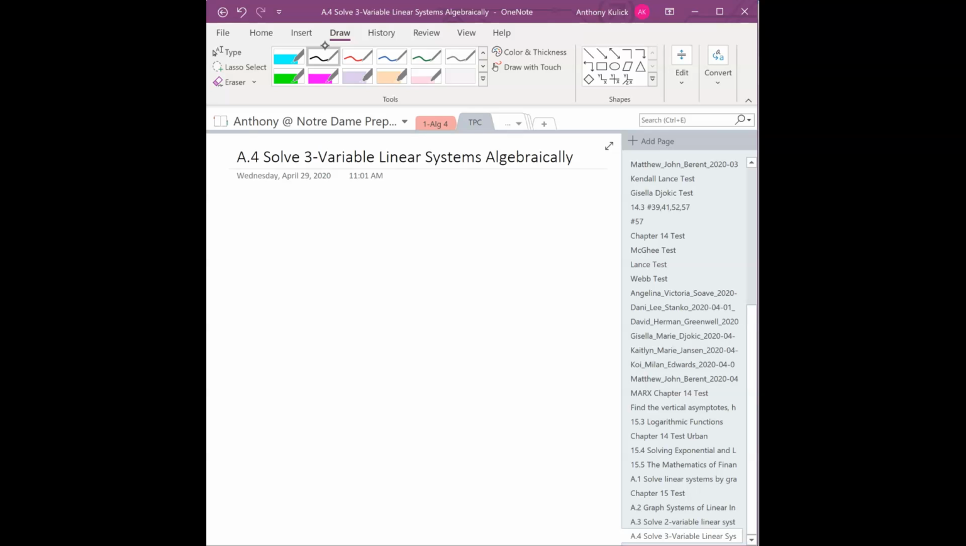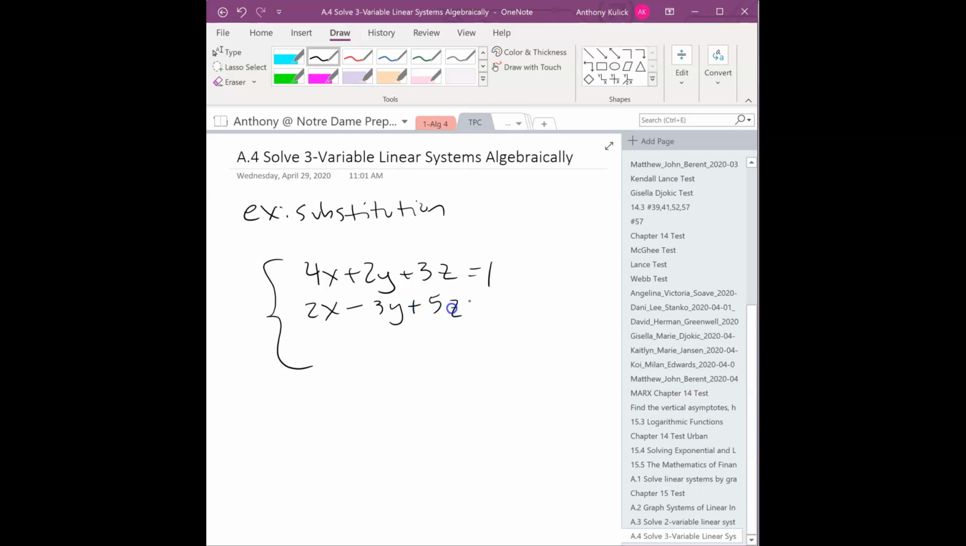So for a 3-variable system, we can still use substitution or elimination. Let's do an example of each. The first example we're going to look at is a substitution example. So let's look at an example. Notice that for a 3-variable system, we have x's, y's, and z's in at least one of our equations. Commonly, they would be in all of our equations.